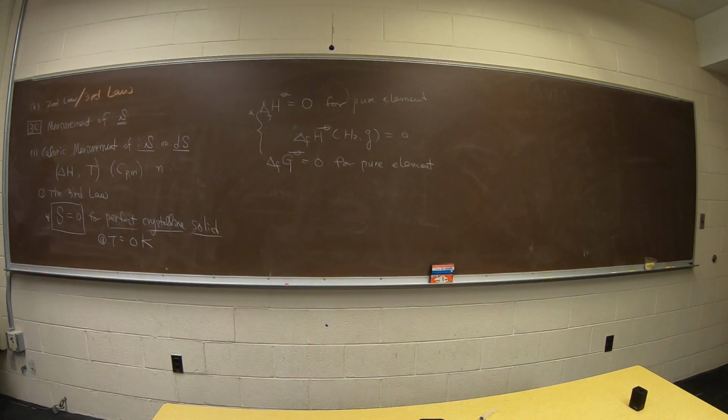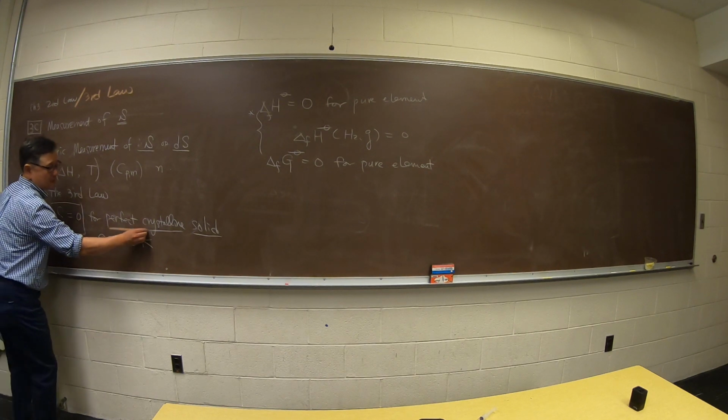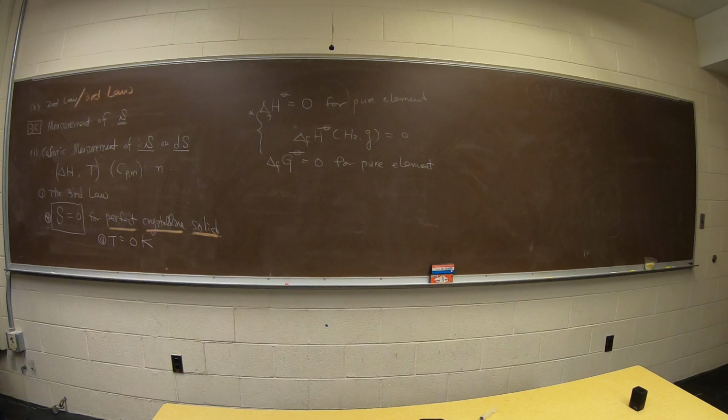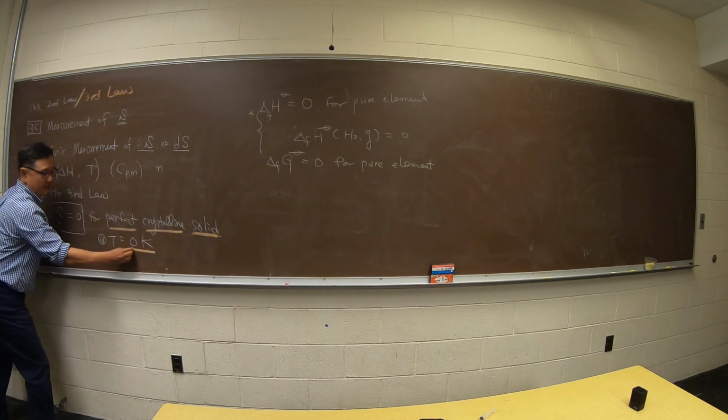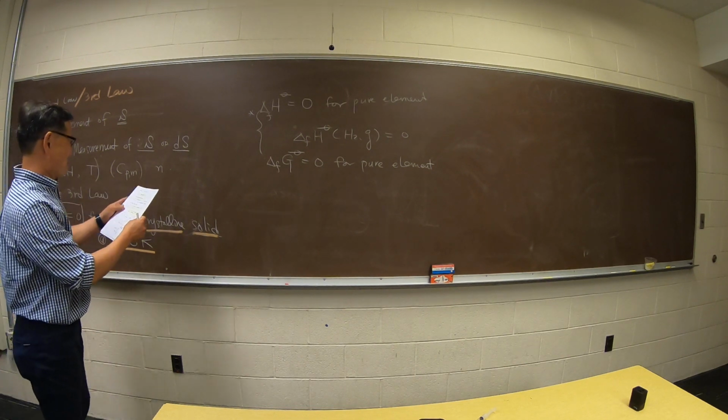But delta H and delta G are something that we can easily deal with. This statement is, I would say, a philosophical statement. The problem is, can you make a perfect crystalline solid? Yes, we can. But can you get to there? The answer is no. Nobody has succeeded so far, and if you ever succeeded, you would get a Nobel Prize.